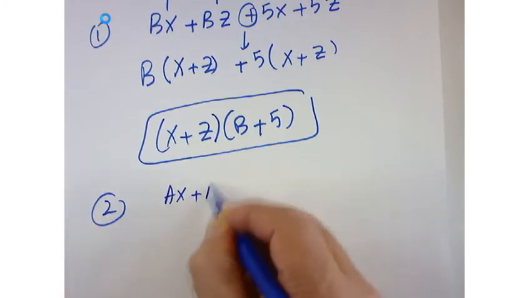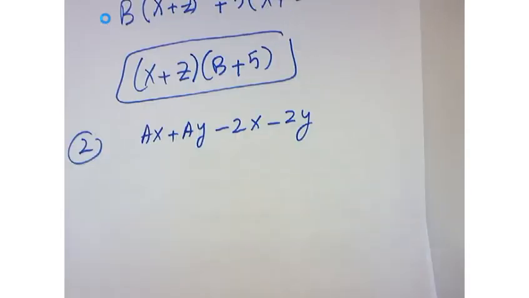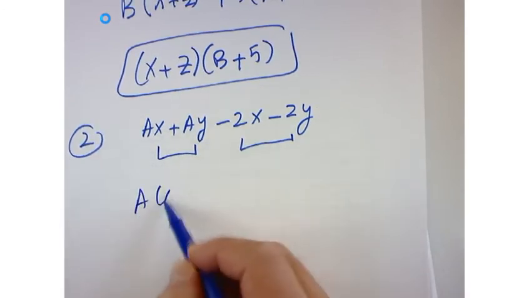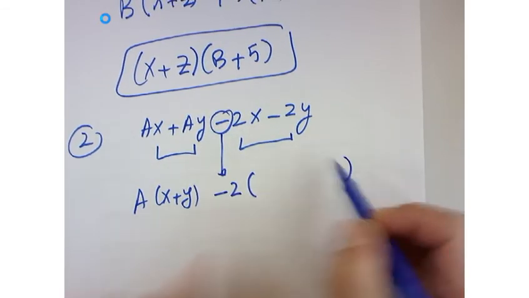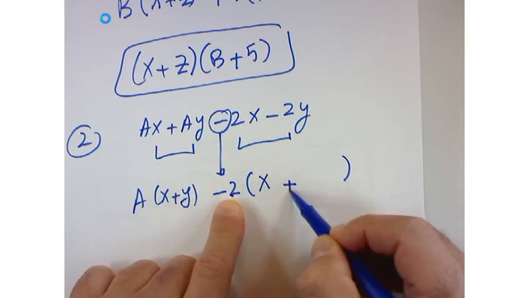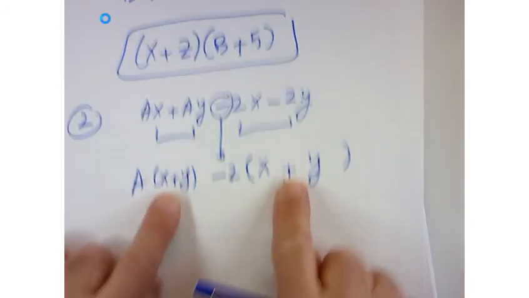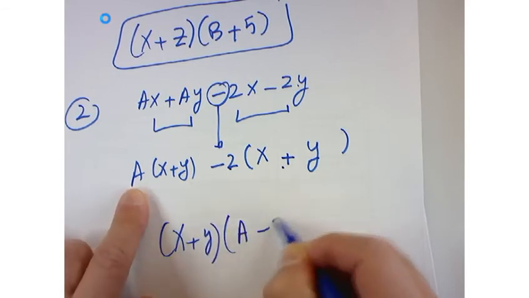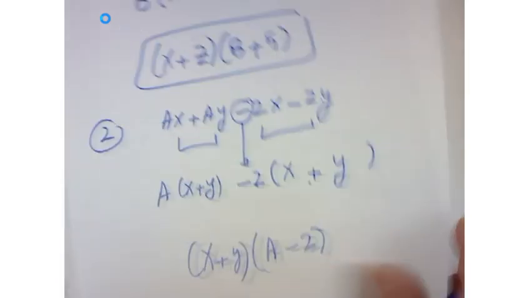ax plus ay minus 2x minus 2y. Again, grouping. We pull the a out, so it's x plus y. And since this is negative, we pull the negative 2 out, and it will be x. And since we're pulling a negative 2, plus y is going to be negative 2y. So that's going to change the sign. Be careful. And then luckily we have the same quantity inside the parentheses, so pull it down once, and then a minus 2 is what's left. Okay, let's do more.